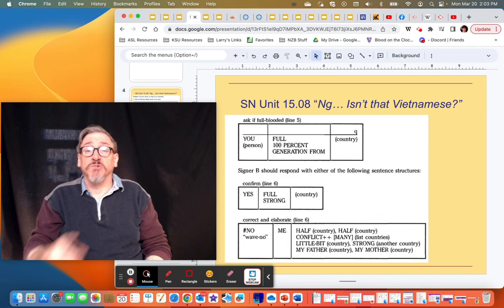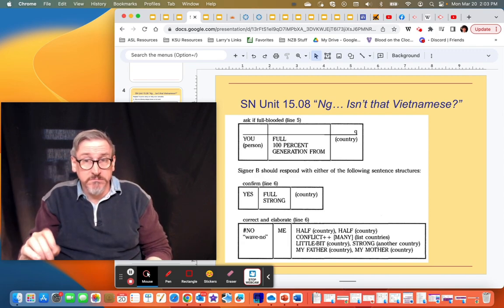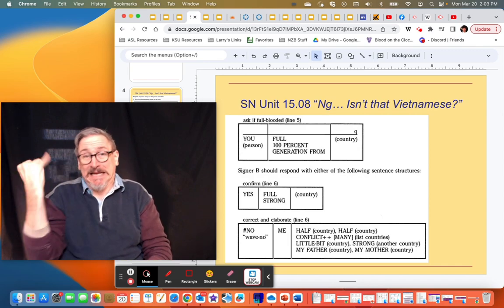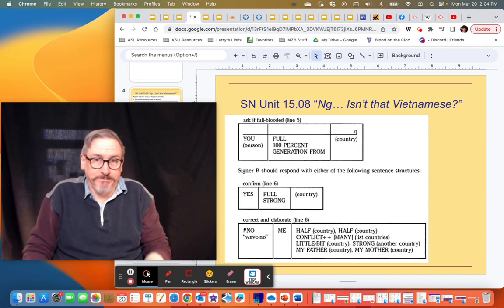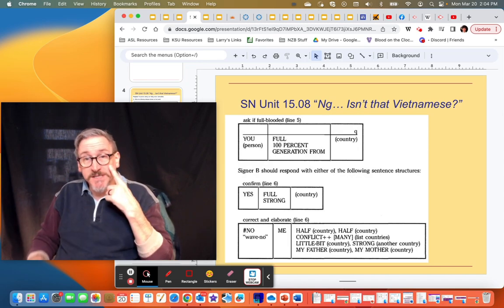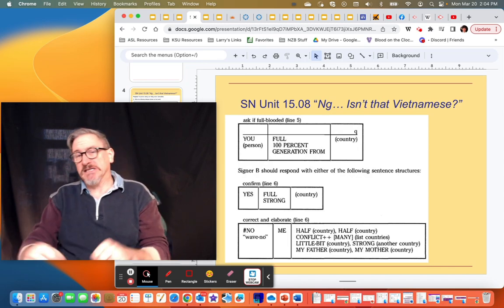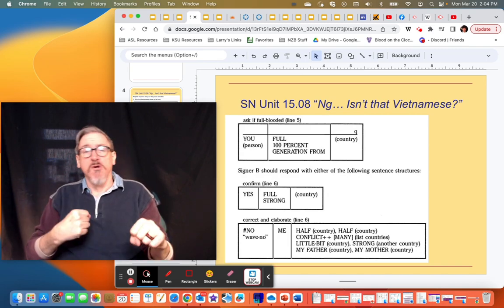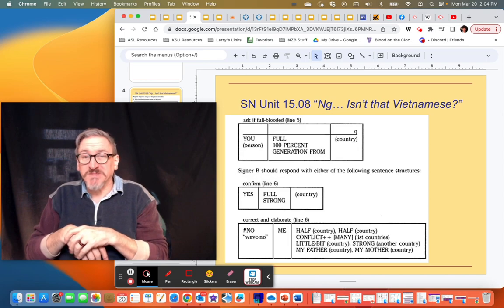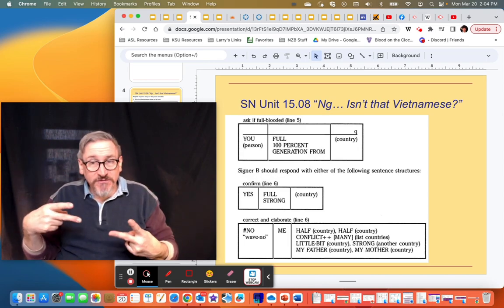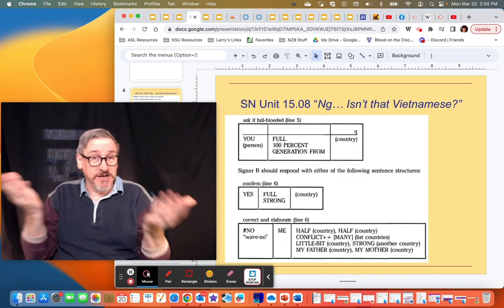Italian, 100%, or from. If you are 100%, yes, full, or yes, strong from that country, right? Half and half, one country, use that contrastive structure.